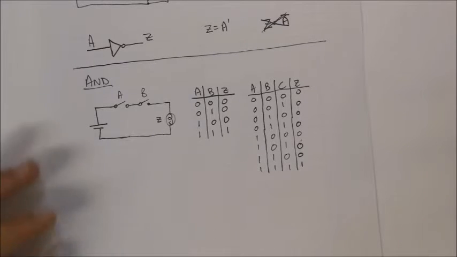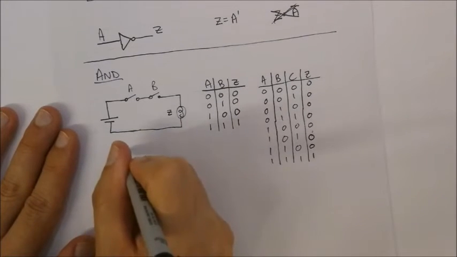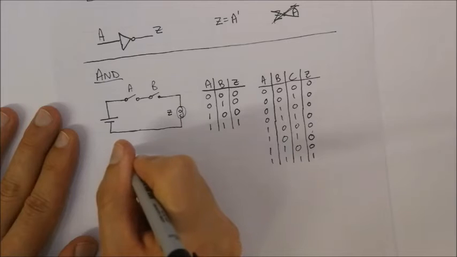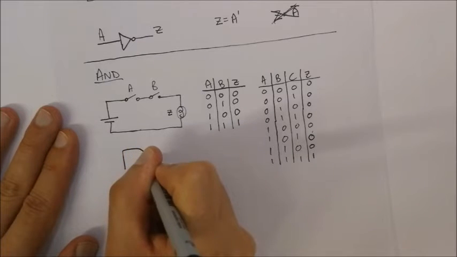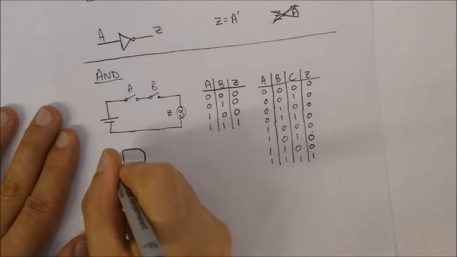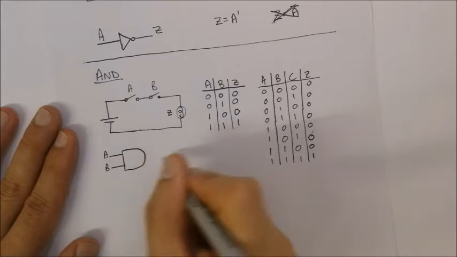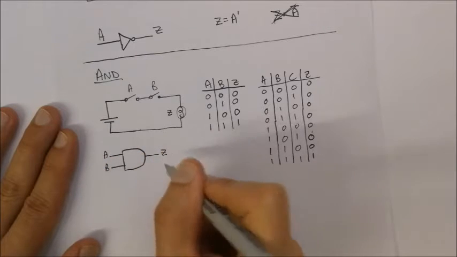Okay, the symbol to represent an AND gate is a straight line and it's got half an arc type of shape. You've got your inputs on this side on a straight line, which might be A and B, and you've got your output Z over there.